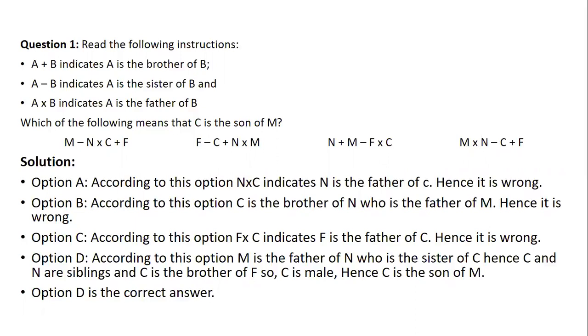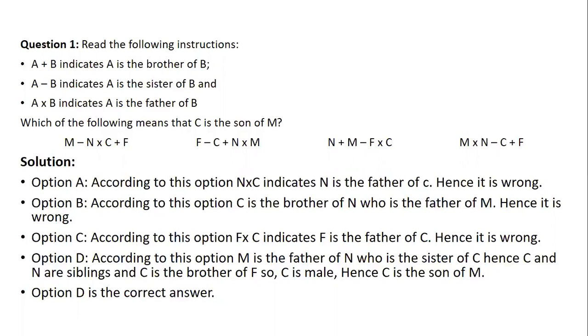So what is option A telling? It is like trial and error. We have to see each of the options and solve. No other way here. So M minus N, multiplication C plus F. According to this, N into C denotes... First we have to do division, multiplication, addition, subtraction, BODMAS. Now N into C denotes N is the father of C.